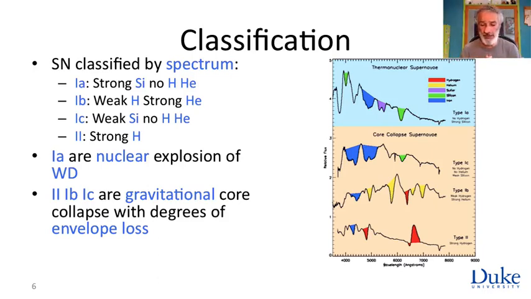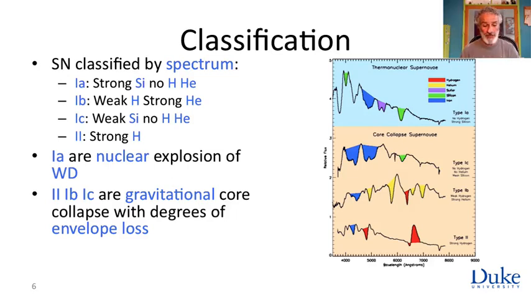In general, there's a classification, which, like many things in astronomy, was made before the phenomena were understood, and so is somewhat weird. The spectral classification is that a supernova is classified as a type 1a supernova, which we now know is the explosion of a white dwarf, if it has strong silicon absorption lines, but no hydrogen or helium in the spectrum. It's a 1b supernova if it has weak hydrogen lines and strong helium lines in the spectrum. It's a 1c if there are weak silicon lines but no hydrogen or helium. And finally, it's type 2, the core collapse we've been discussing right now, if it has strong hydrogen lines in the spectrum.